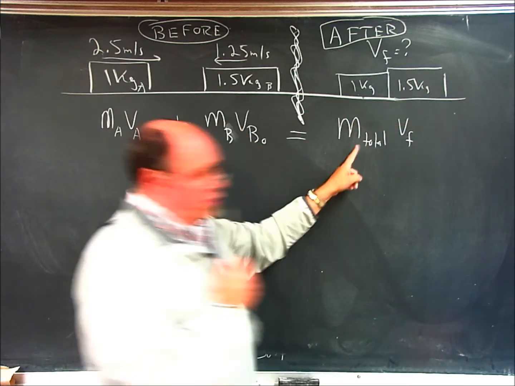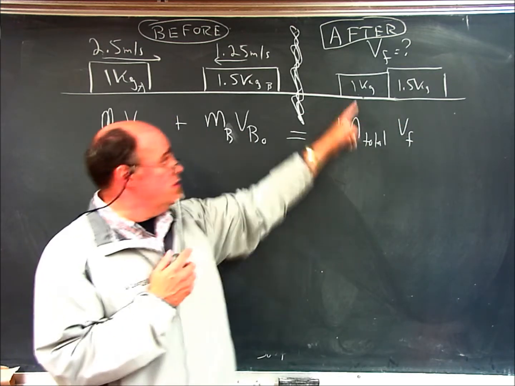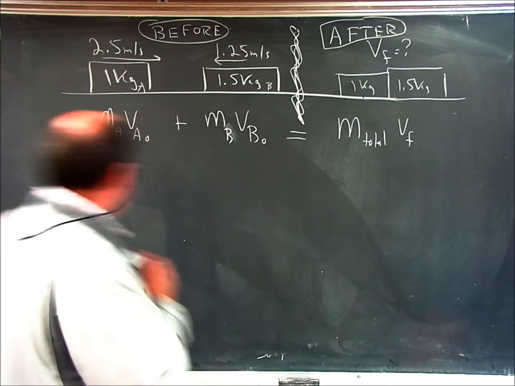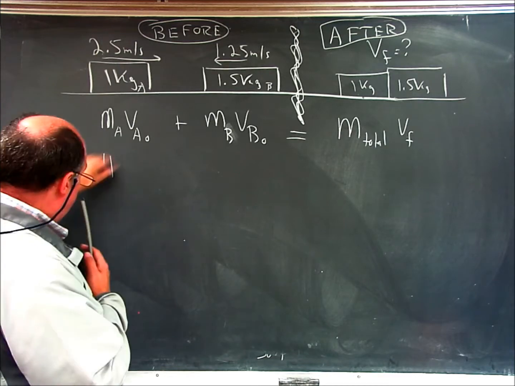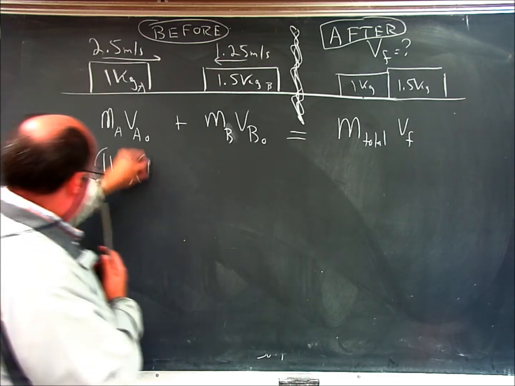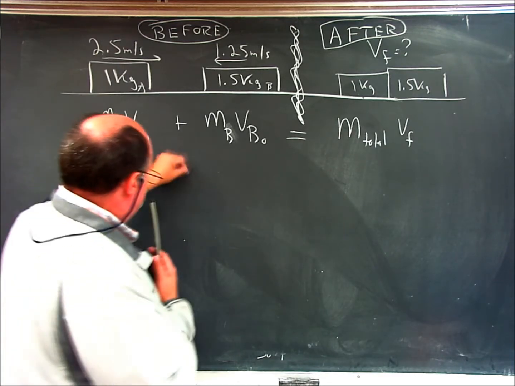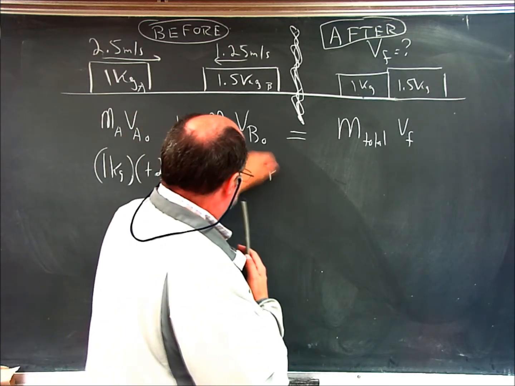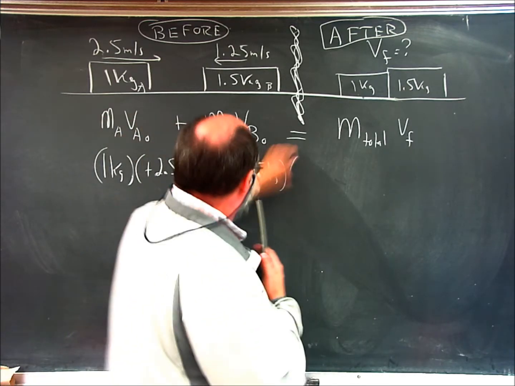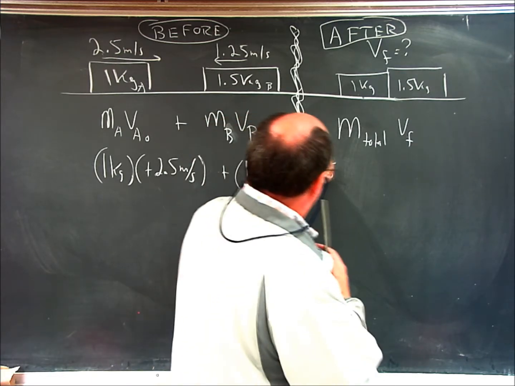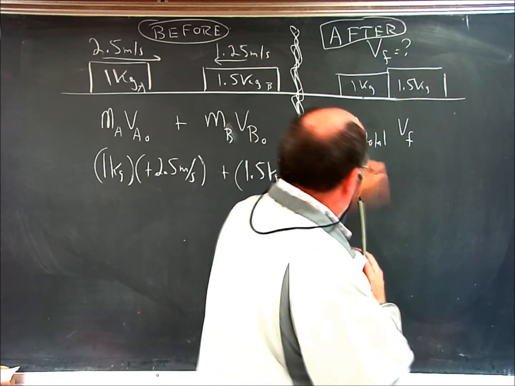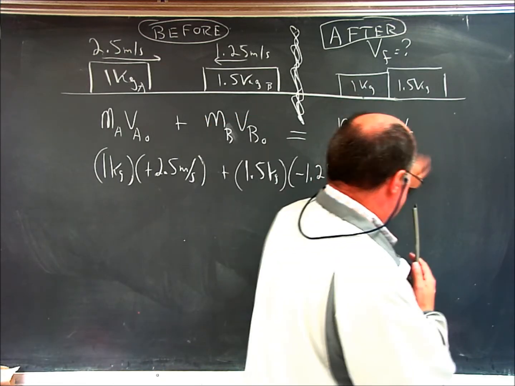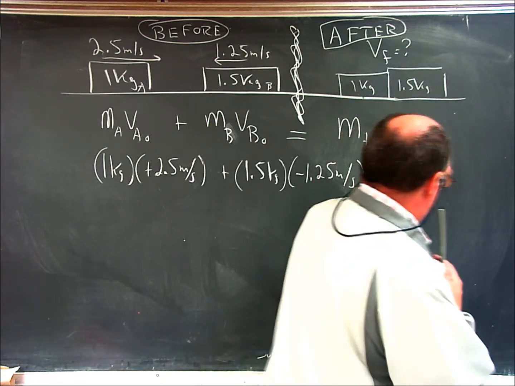Now I call it total mass because it's just stuck together. There's no difference between A and B right now. They're both moving as one. So I'll plug in the numbers. I have 1 kilogram here, and I have a positive 2.5 meters per second here, plus I have 1.5 kilograms, and I have a negative 1.25 meters per second. That equals the total mass when I add them together, 2.5 kilograms, and V final is unknown.